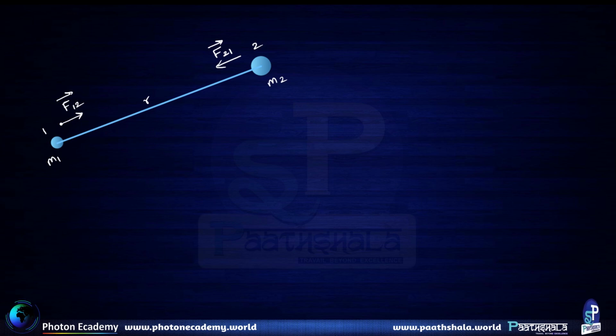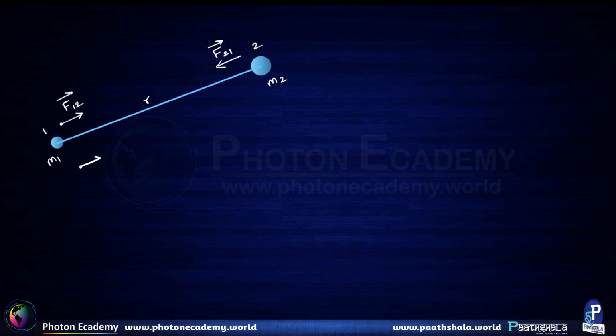R12 cap is the unit vector from mass 1 to mass 2. So R12 cap is this unit vector and R21 cap is this unit vector.